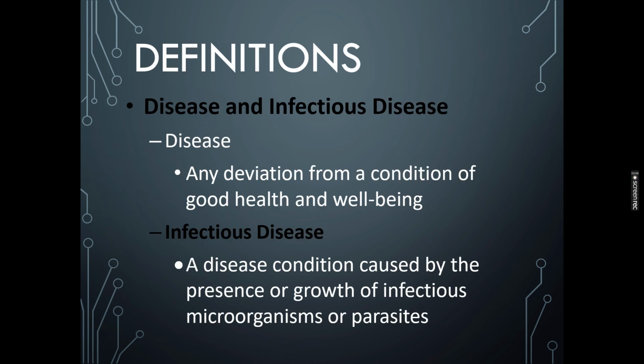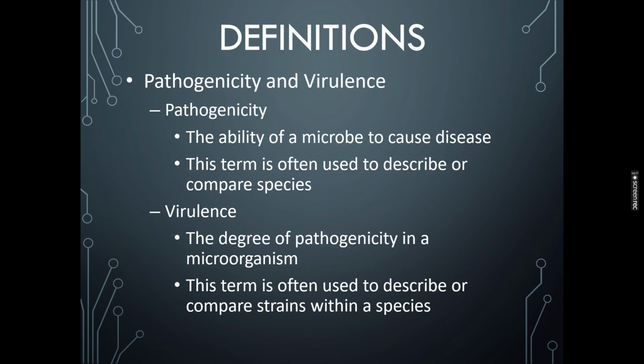Then, disease and infectious disease. Disease is any deviation from a condition of good health and well-being. Infectious disease is a disease condition caused by the presence or growth of an infectious microorganism or parasite. Then pathogenicity and virulence. Pathogenicity is the ability of a microbe to cause disease, meaning what properties of the bacteria or virus can cause the disease. Virulence is the degree of pathogenicity, how harmful it is for the body.